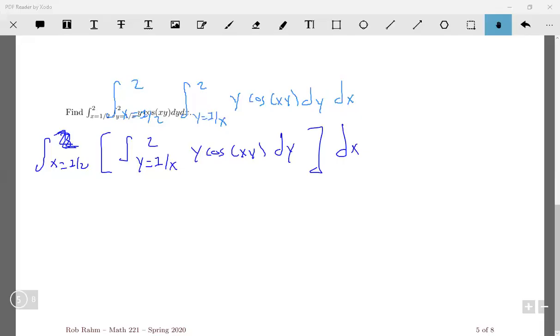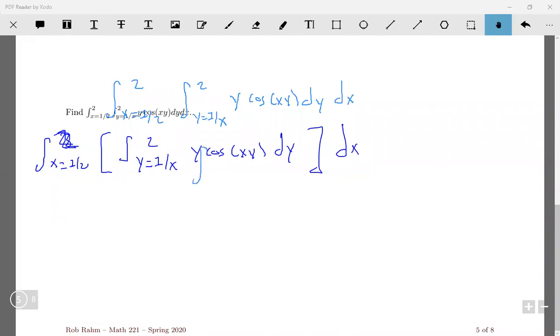Okay, so this is the region. This depicts the region that we want to integrate over. It's similar to the one from a couple problems ago. So y equals 1 over x to 2, and x equals 1/2 to 2. So this is the region that we're integrating over right there. And the hope is that if we switch the order of integration, we'll get an easier integral to do.